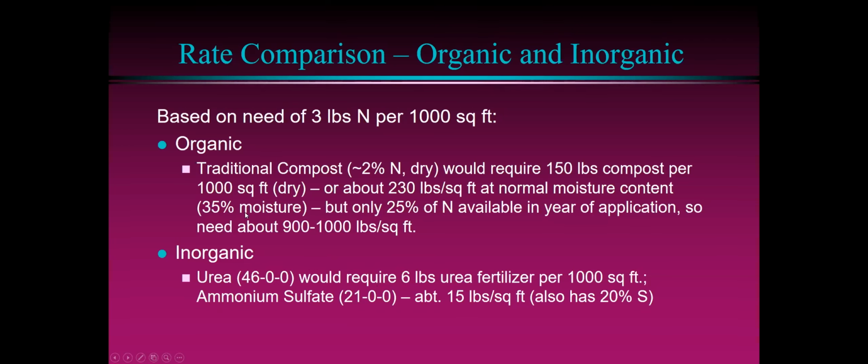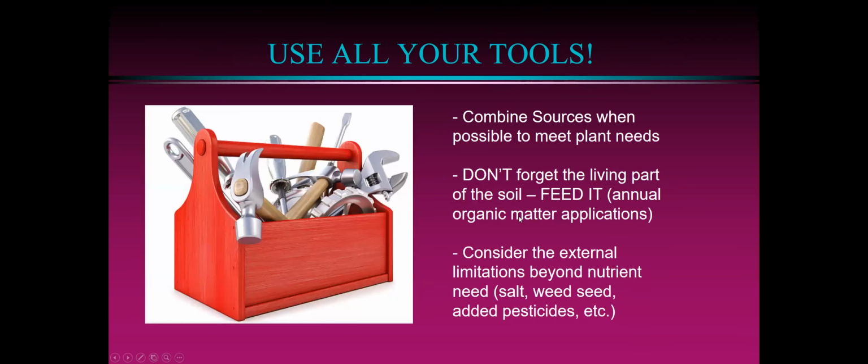But in concert with each other, again, we want to combine sources when it's possible to meet plant needs. We don't want to forget the living part of the soil that needs to be fed a carbon source in order for it to continue to function, to continue to cycle nutrients, to improve the availability of nutrients over time, and to keep soil health always improving, or at least maintained in our soil systems. So in doing so, when we're combining these, consider the limitations that I mentioned and the concerns as you view each source. And let's use all of the tools available to us in the best efficient way possible.